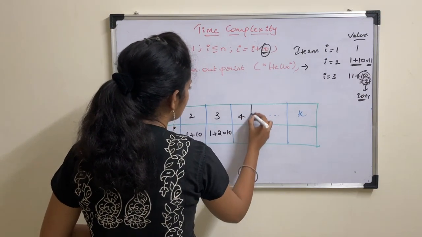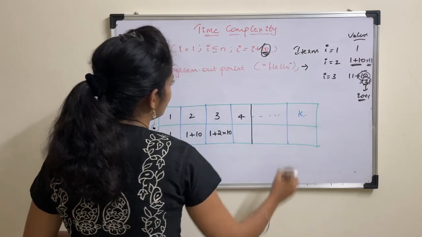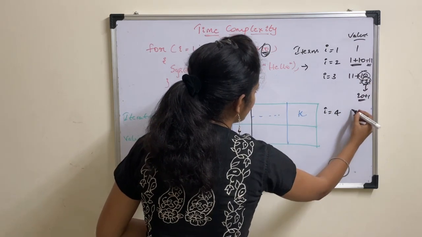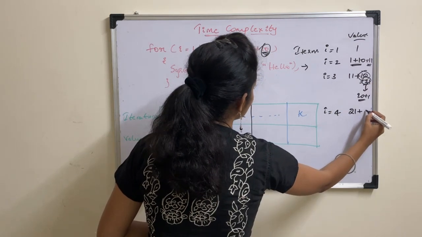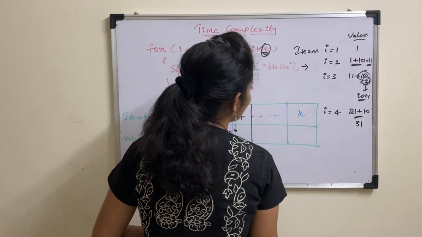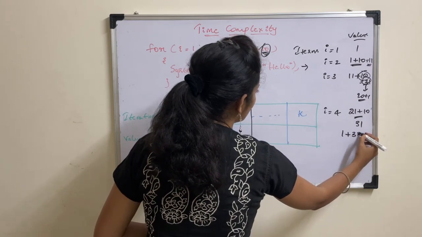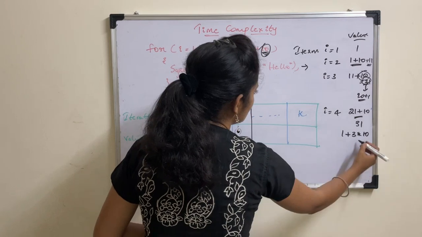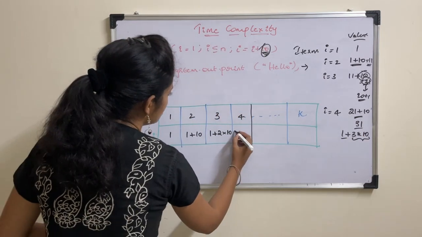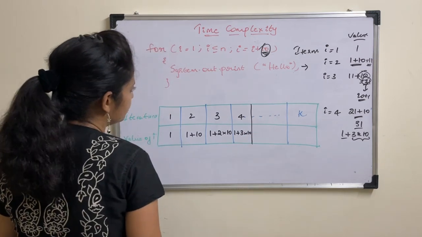During iteration 4, again add 10 to previous value. So during iteration 4, previously we got 21. 21 plus 10, which is nothing but 31. 31 can be represented in terms of 10 as 1 plus 3 into 10. So 30 plus 1 gives you 31. So write it as 1 plus 3 into 10.